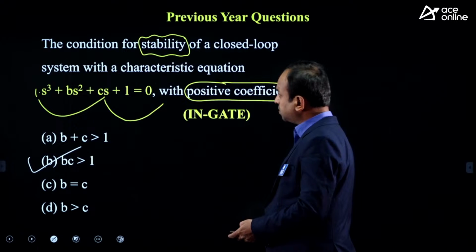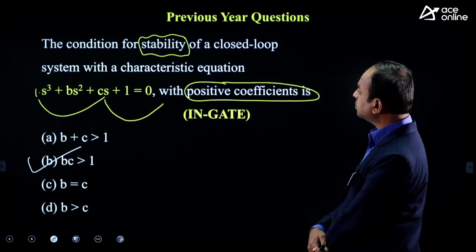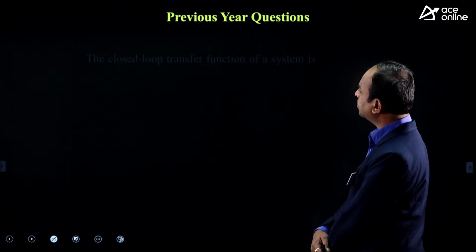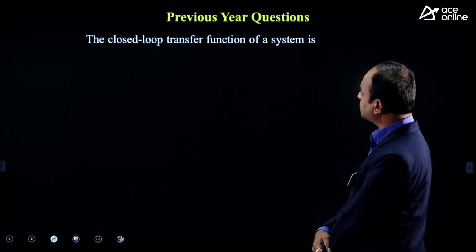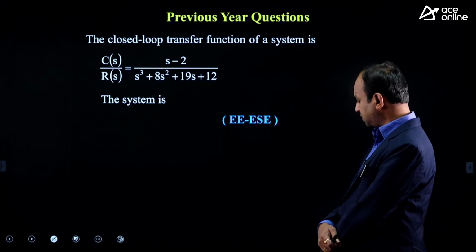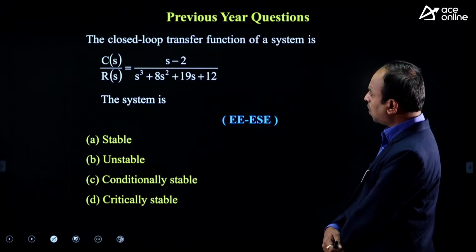Now, one more question. The closed loop transfer function of a system is given. This is from the electrical ESE, Engineering Services Examination prelims paper. Now, what is the system here?